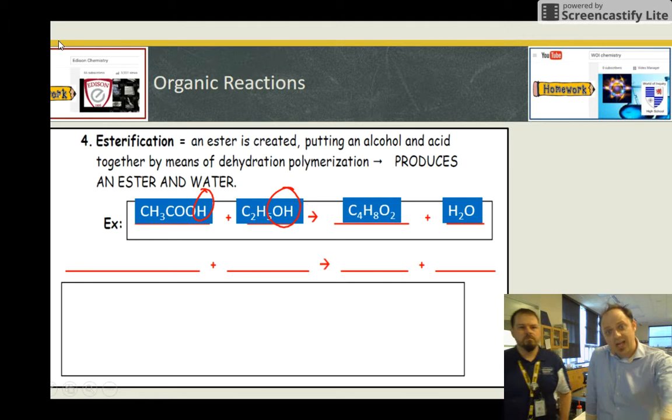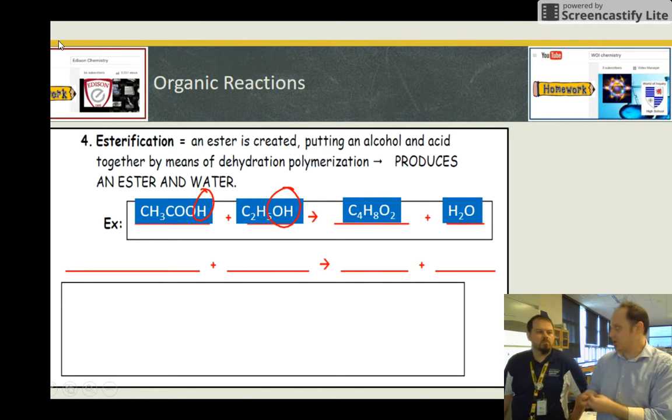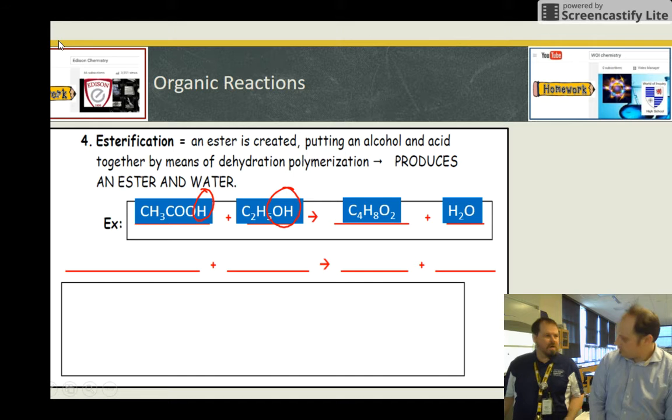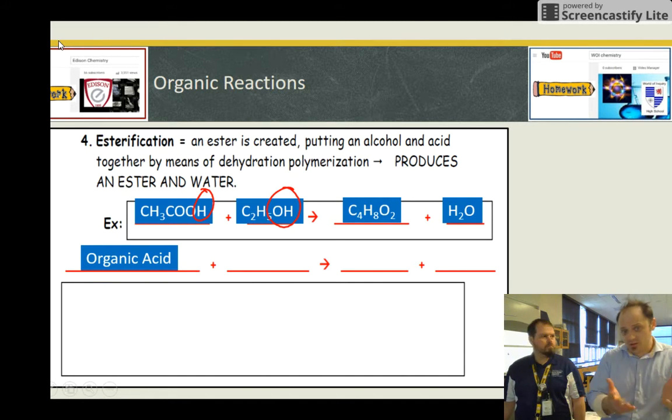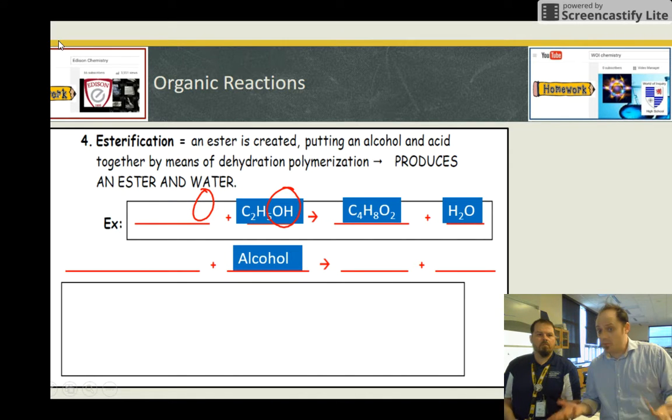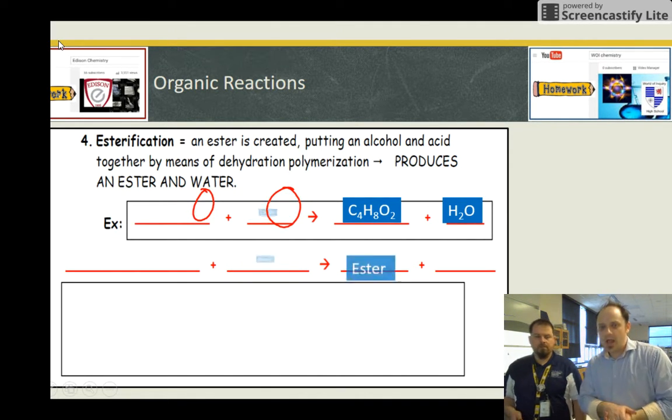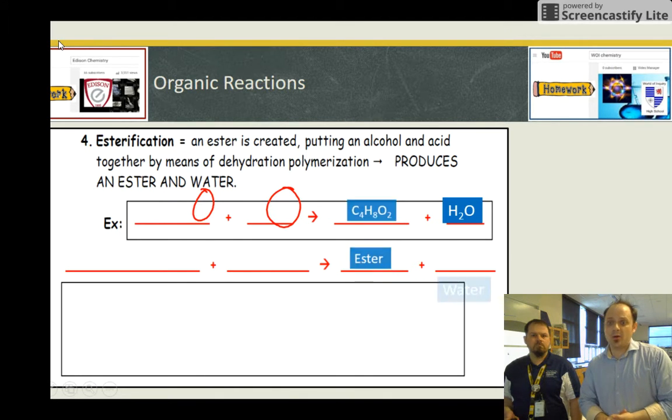That's why it's dehydration, because it produces water which you then can remove. I'm pulling water out of it. So there's your organic acid. It could be any one; this is the simplest one. And then you have to combine it with an alcohol. It could be any alcohol; this is not the simplest, but pretty simple. You're always going to make an ester and water.